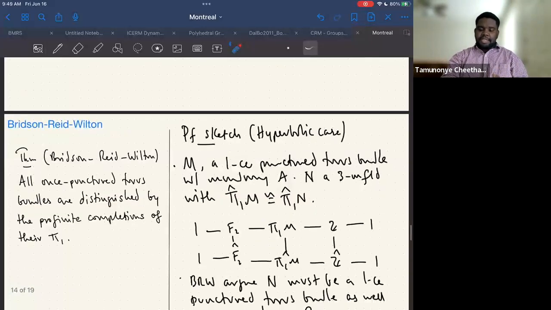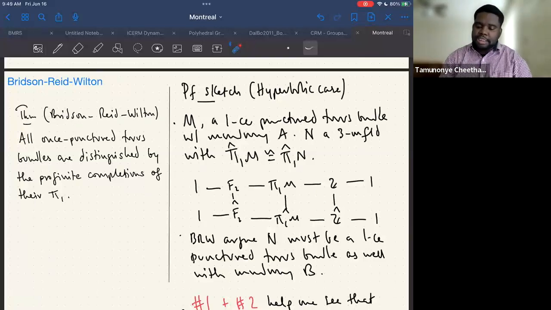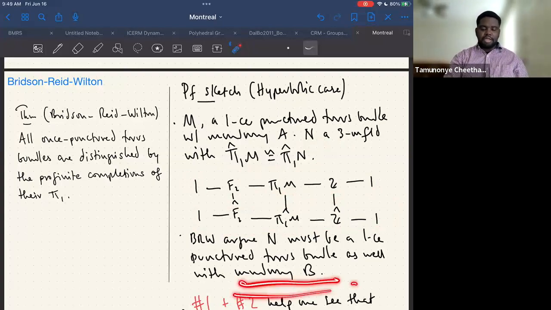So I'll give a proof sketch. You start out with a once-punctured torus bundle, say with monodromy A in the hyperbolic case, so A is going to be the pseudo-Anosov of the once-punctured torus. Then you have an extension of this form, a discrete extension, and you promote that to a profinite extension. Then Bridson-Reid-Wilton argue that any manifold with the same finite quotients as a once-punctured torus bundle must itself be a once-punctured torus bundle, say with monodromy B.